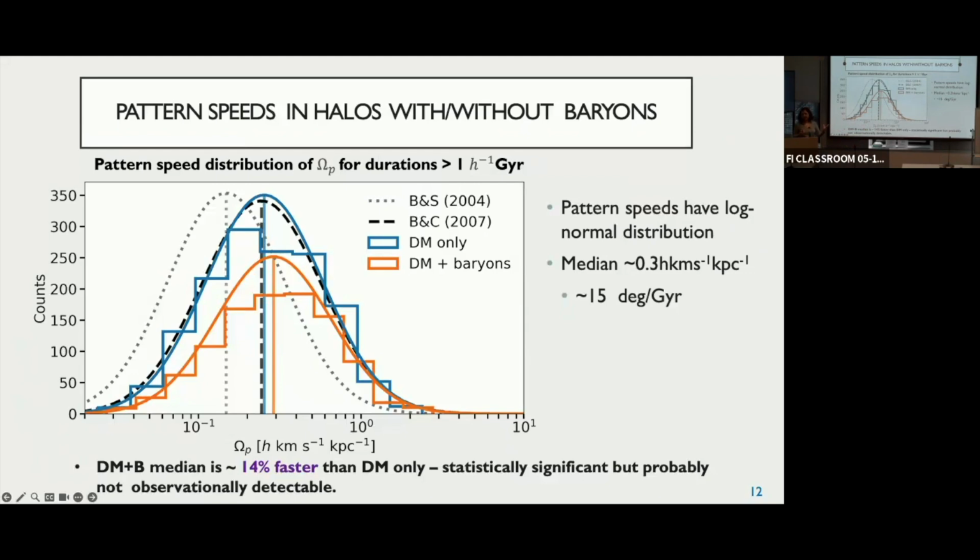And the fact that 90% of dark matter only halos and 85% of halos with baryons show this suggests to me that the two are really comparable. I mean, it's not 100%, and we don't know that the Milky Way is doing this, but the baryons would not have significantly affected it. At least that's the main idea, okay? And the median is about 0.3 kilometers a second per kiloparsec, which is, as I said, about 15 degrees per gigayear.